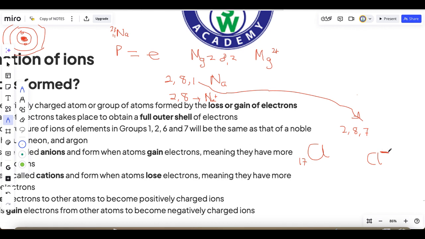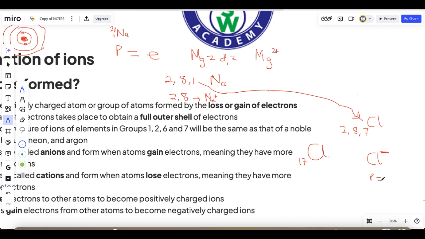Is that okay? So this is what is playing out, and this is for chlorine as an atom. But when it gains an electron, it becomes a chlorine ion. Meaning, why is it an ion? Because the number of protons is 17.